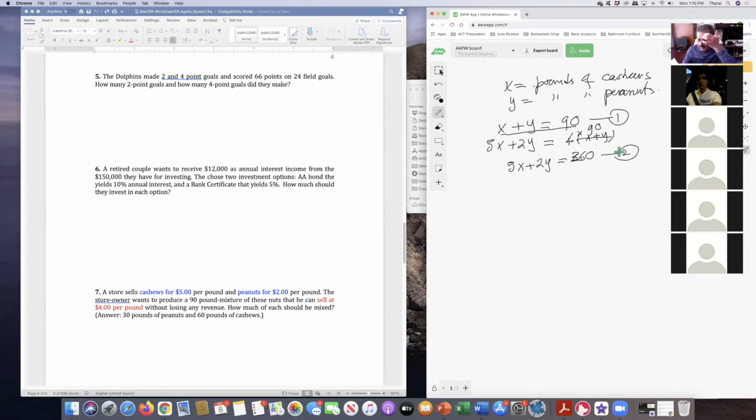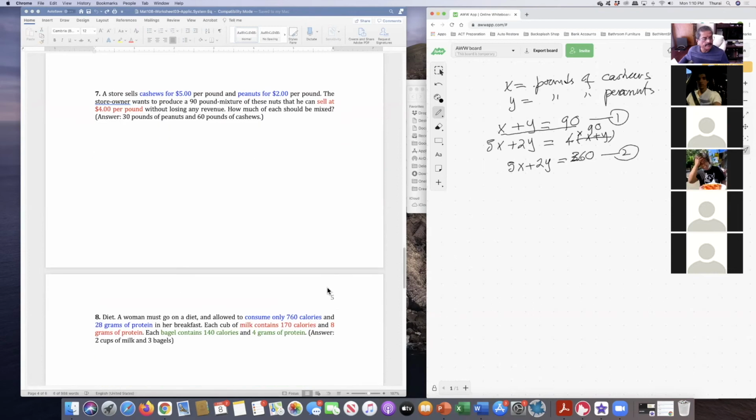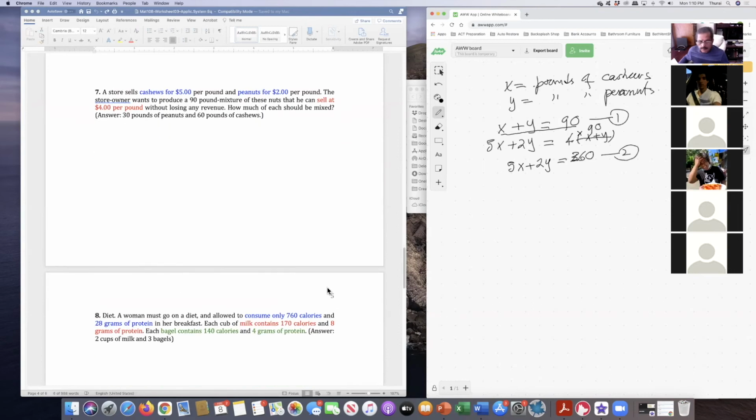4x plus 4y, or 4 times x plus y, is correct, but put the 90 in place of x plus y to make it easier. So my equation is now easier to solve. These two equations can be solved by the elimination method. If anybody is not understanding, please feel free to ask me. I can explain again. Sorry, can you repeat how you got that, is that 360 or 260?